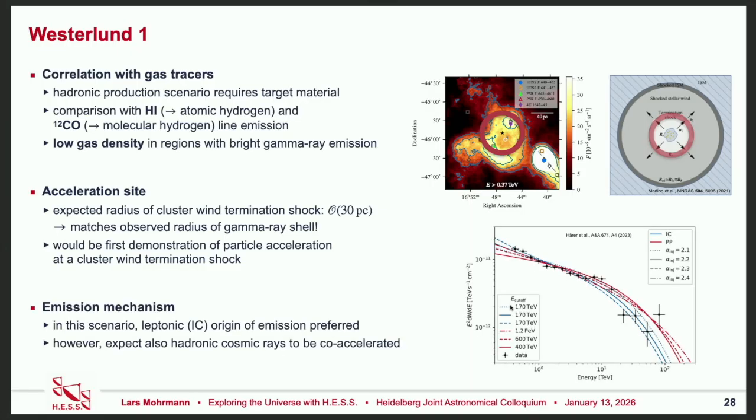In that scenario, it's preferred that the origin of the emission would be leptonic, so we have this inverse Compton mechanism that I introduced in the beginning. That's also mostly because for the hadronic scenario you would actually need some target material which isn't there. This, however, doesn't mean that there are no hadronic cosmic rays, that there are no protons being accelerated. We just don't see them because there's no target material.